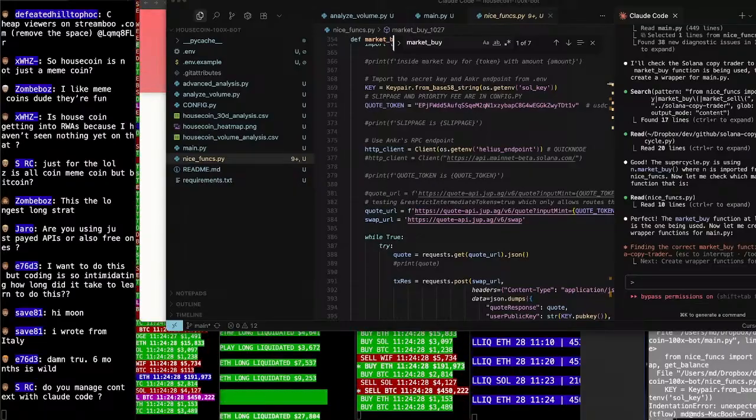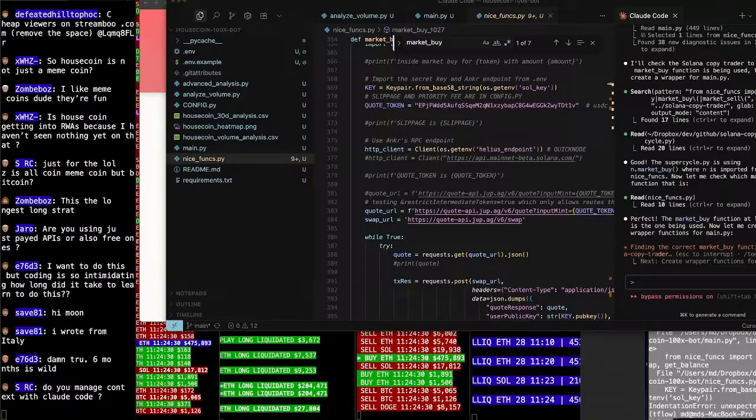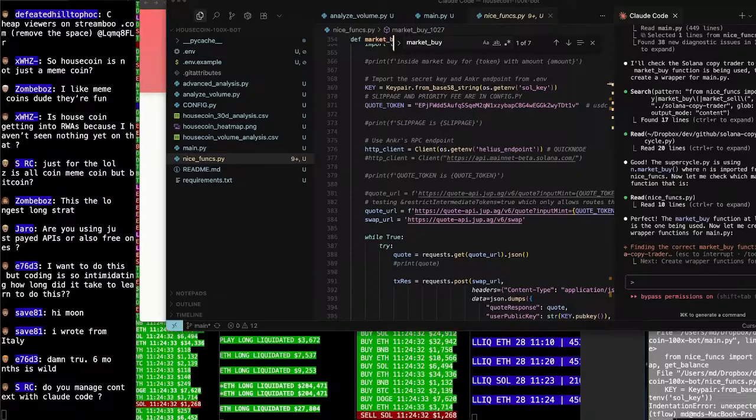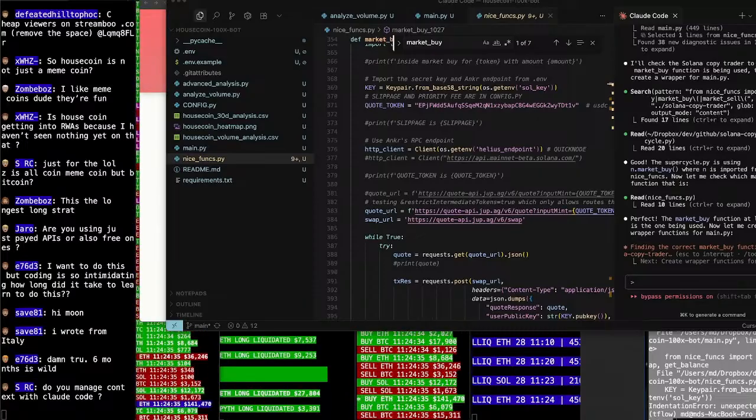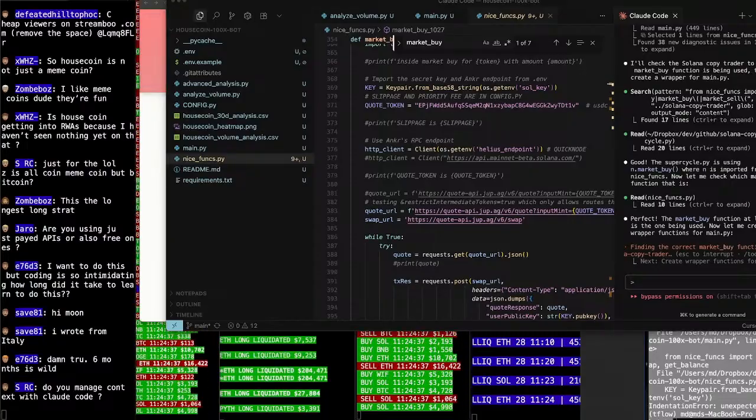Do you manage context? I don't do any context management, actually. No. What do you mean by that? Like, I just tell her what I want. I give her examples.